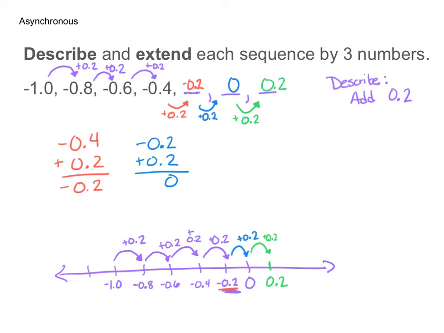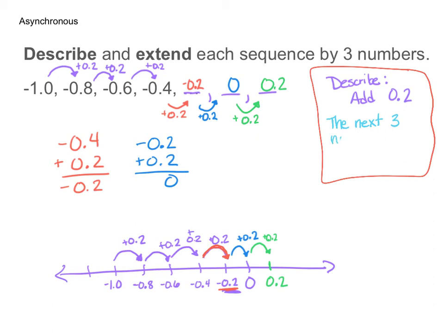Okay. So my description, I'm going to make this one red first. My description is to add 0.2, and then I need the next three numbers. So the next three numbers are negative 0.2, 0, and 0.2. Let's go on to the next problem.